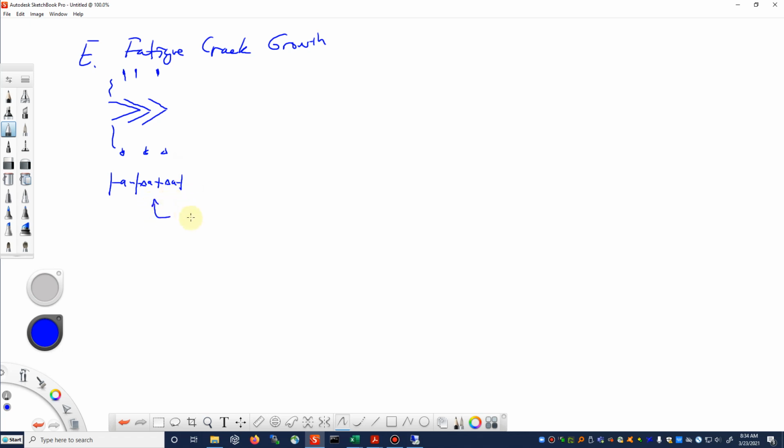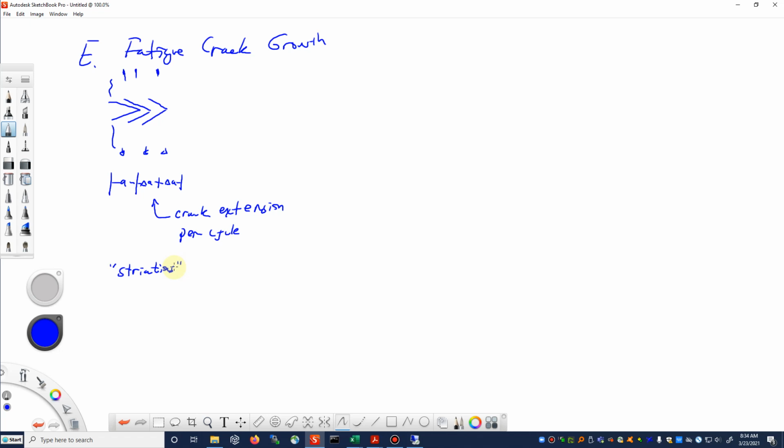I've had to exaggerate this in order for me to be able to draw this picture. But that delta a would be the crack extension. And this crack would grow per cycle. Now these individual increases in the crack length per cycle are called striations. Well, at least what you would see if you were to look at that surface would be these individual striations. You can't see these with the naked eye. You have to use a very good microscope, usually a scanning electron microscope, in order to see these individual striations.